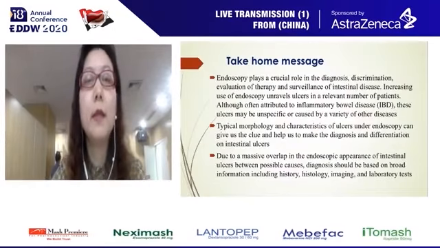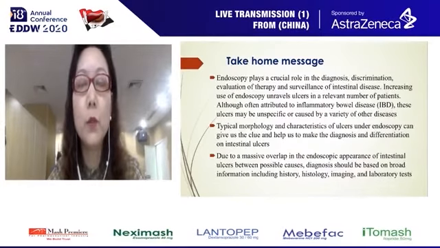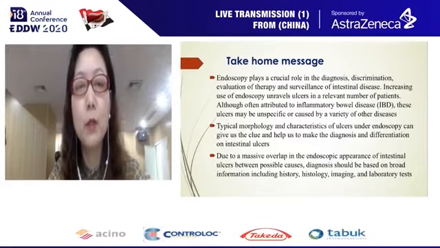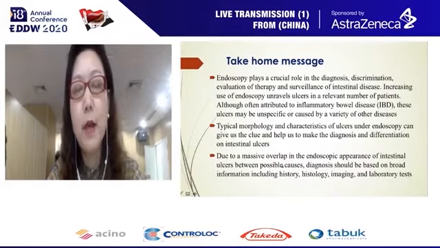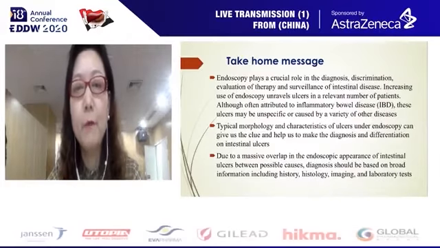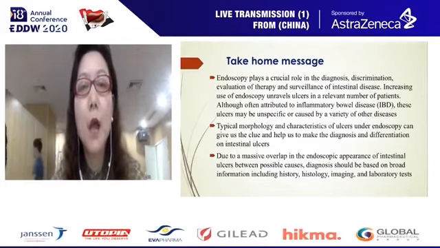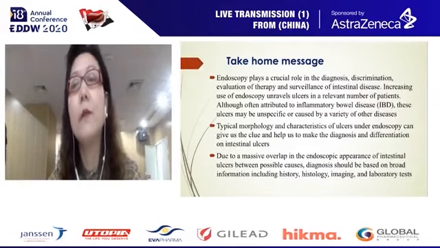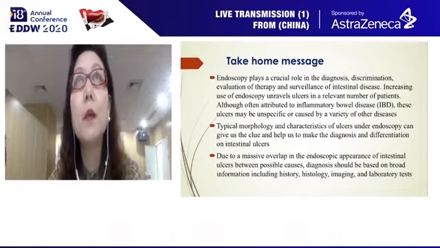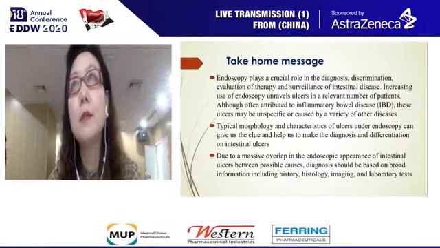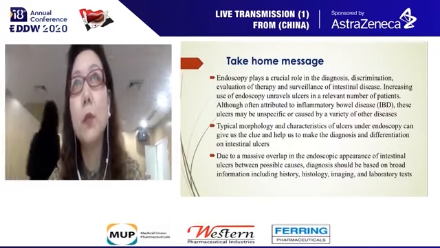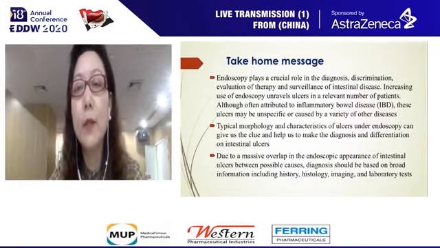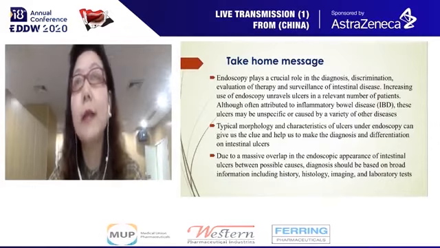So lastly, take-home message. Endoscopy plays a crucial role in the diagnosis, discrimination, evaluation of therapy, and the surveillance of intestinal disease. Increasing use of endoscopy unravels ulcers in a relevant number of patients. Although often attributed to IBD, these ulcers may be unspecific or caused by a variety of other diseases. A typical morphology and characteristics of ulcers in endoscopy can give us the clue and help us make the right diagnosis and differentiation of intestinal ulcers.